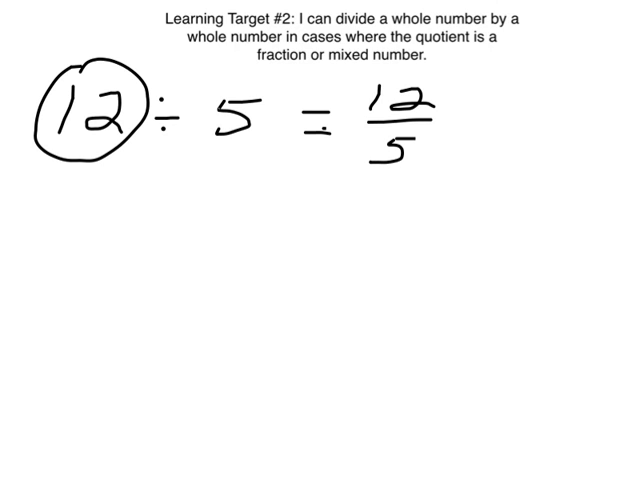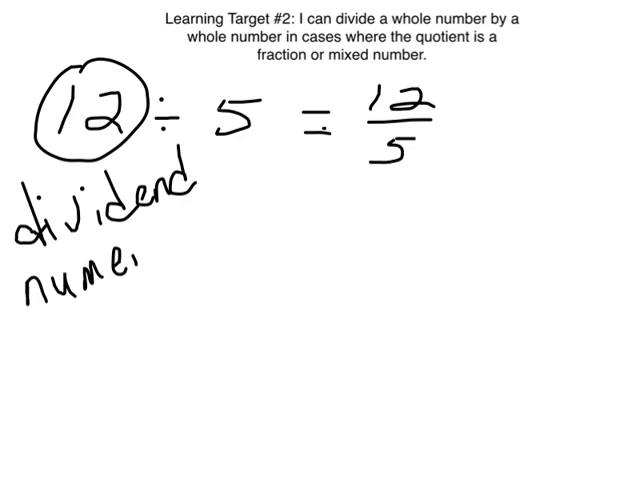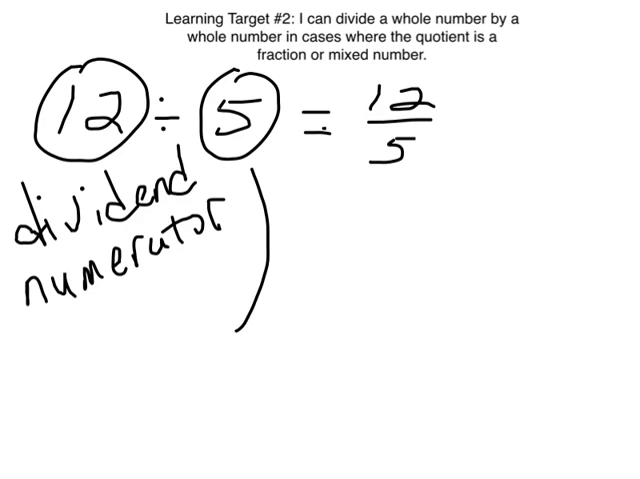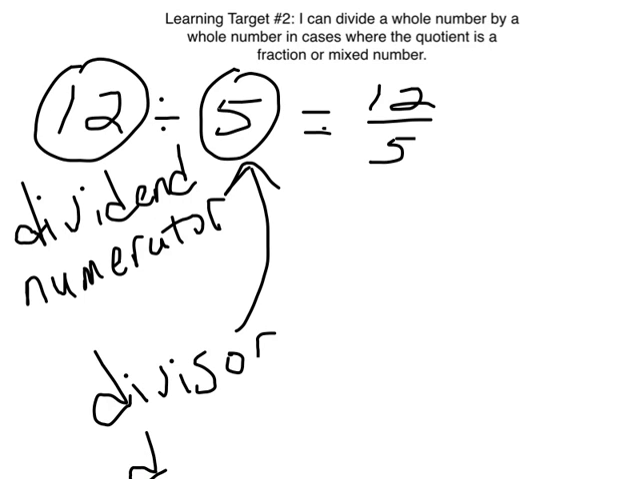Our dividend, our first number, is also our numerator. And I know these letters aren't closing very well. Looks like you used some of those A's. And our divisor is the denominator.